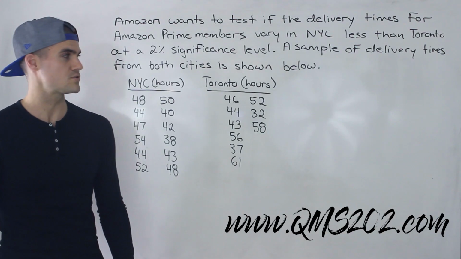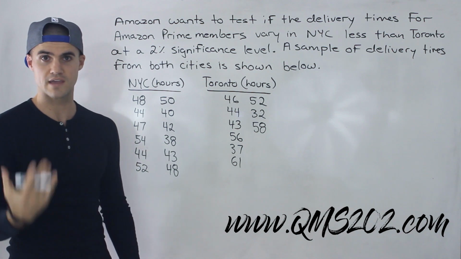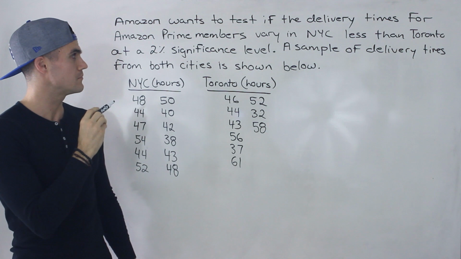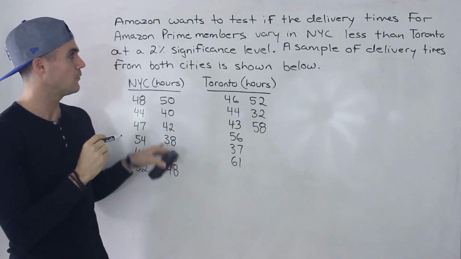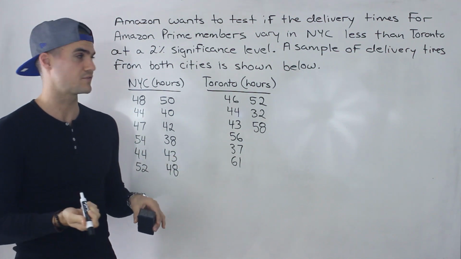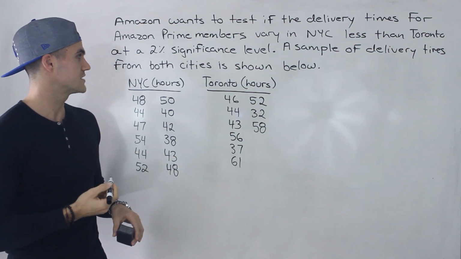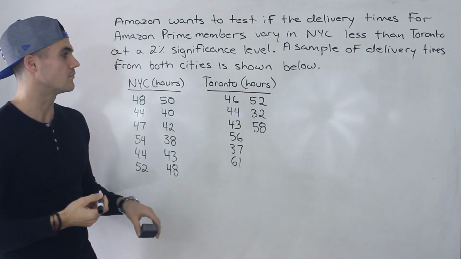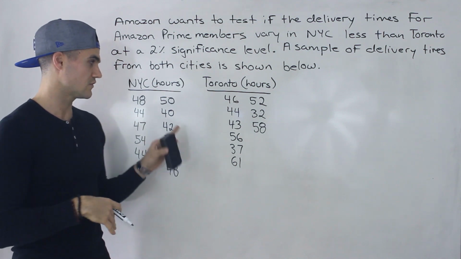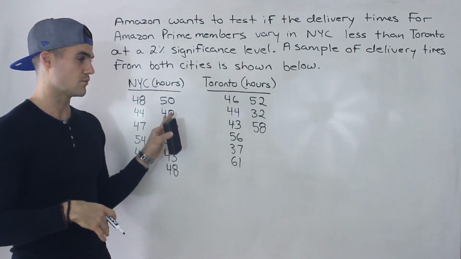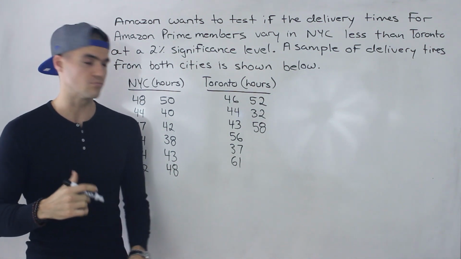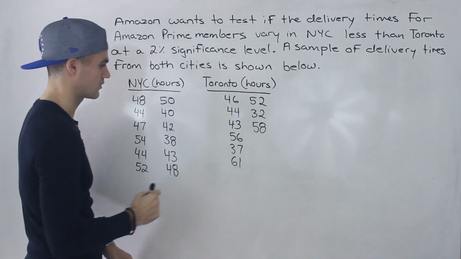Patrick here, and moving on to the next question dealing with the F test still. So Amazon wants to test if the delivery times for Amazon Prime members vary in NYC less than Toronto at a 2% significance level. A sample of delivery times from both cities is shown below over here. So notice in this case, we're not given the sample information, we're given a sample list. So this kind of question is going to be a lot easier to do in the calculator. I'm going to show you how to do it both ways though, manually and then with the calculator.